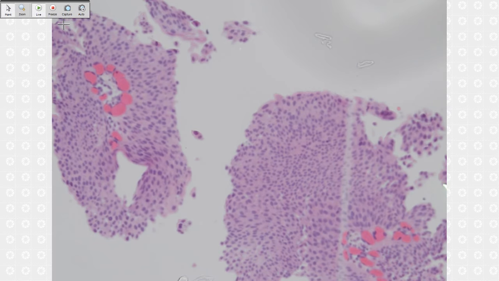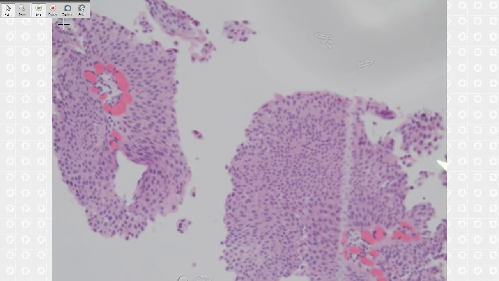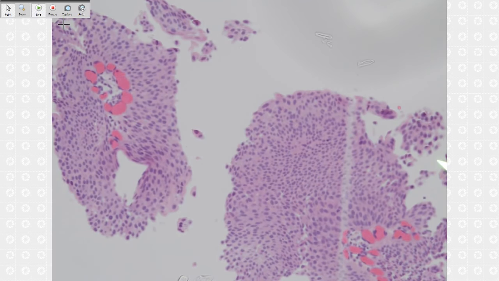right? But if you ask 10 people, some people call PUNLMP, some people call low grade. But for management, it's the same. They have to do clinical follow up, right? So that's the PUNLMP thing. Then we go to the next one.